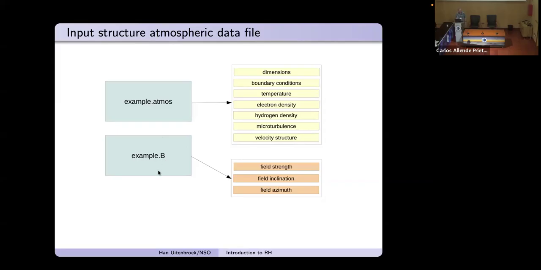Then there's a separate input file for the magnetic field. This has a little bit of historic reasons. When I developed the code, MULTI by Mats Carlsson was the code that everyone used, and I wanted to be compatible with that. So I didn't want to change my one-dimensional .atmos file, which is exactly the same as is the case in MULTI. So I added a separate file for the magnetic field, and this specifies the field strength, the field inclination, the field azimuth.